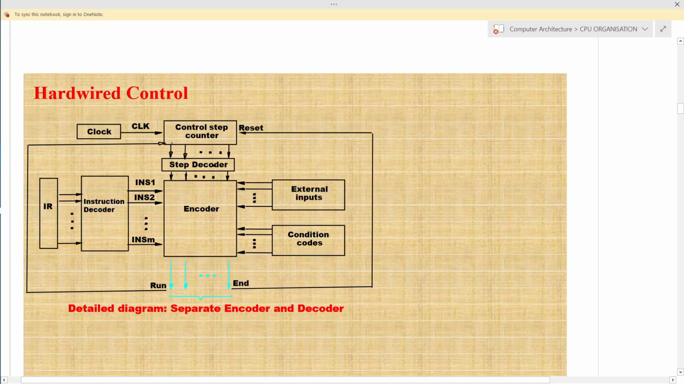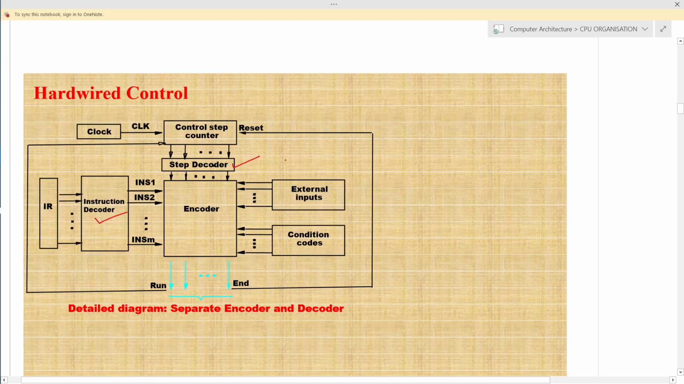So this hardware control basic block diagram shows different decoders. One is called the instruction decoder, which is connected to the IR, and one is called the step decoder, which is connected to the step counter. The role of the control step counter: when we execute one instruction, it needs several steps, called control steps. The control step counter's responsibility is to count the number of control steps required for a particular instruction.